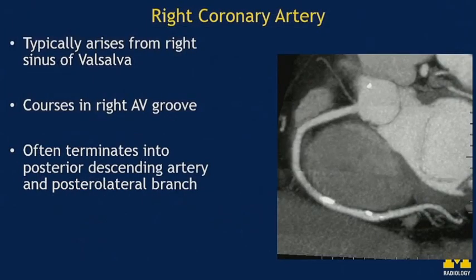Now, moving on to the right coronary artery, it typically arises from the right sinus of Valsalva and courses in the right AV groove. Usually, because it's a right dominant system, it terminates in the posterior descending artery and the posterolateral branch. One thing you'll notice is that I've been saying it typically arises from the right sinus of Valsalva. The reason is, when we define coronary arteries, they're not defined by their origin, but rather by their dependent territory.